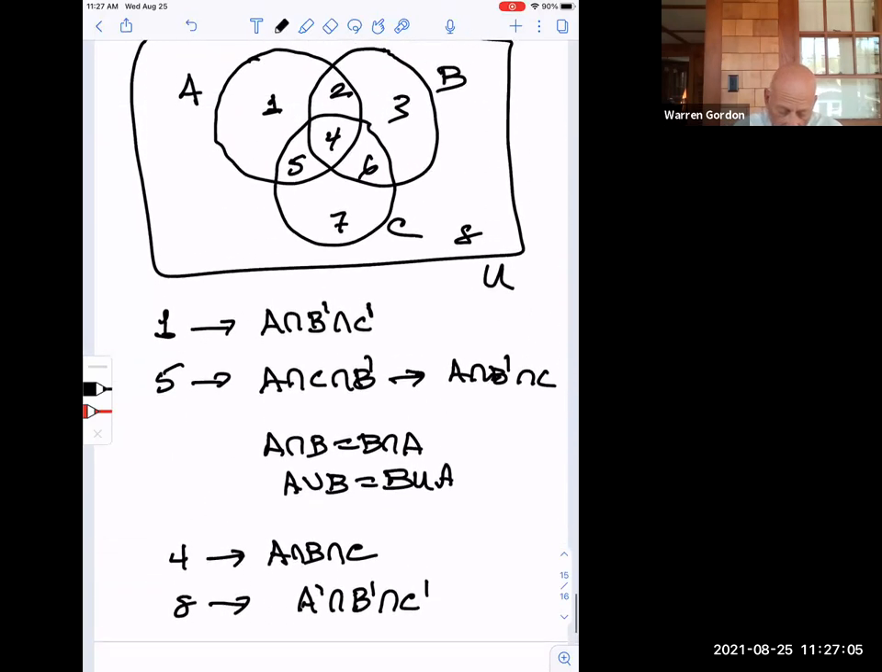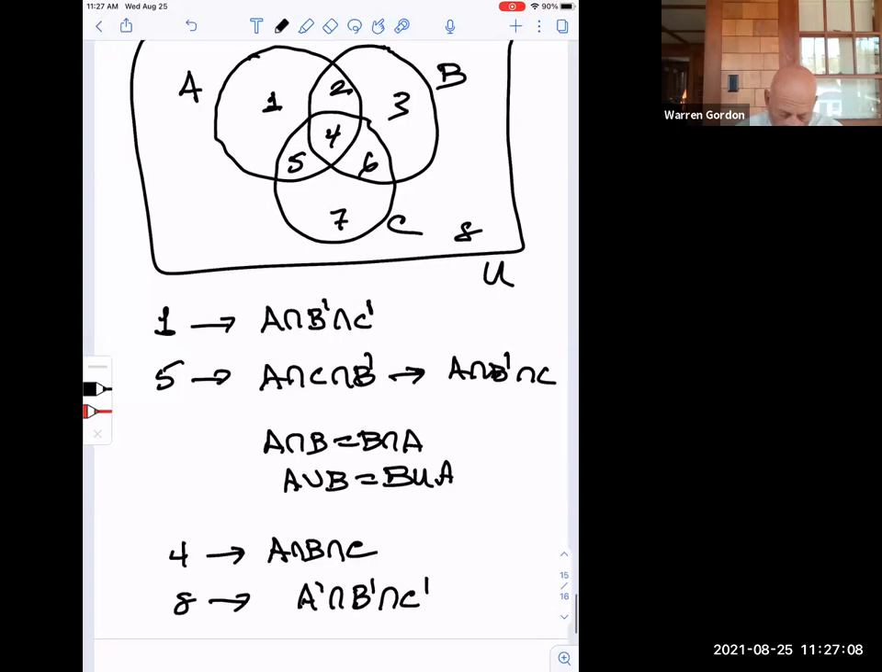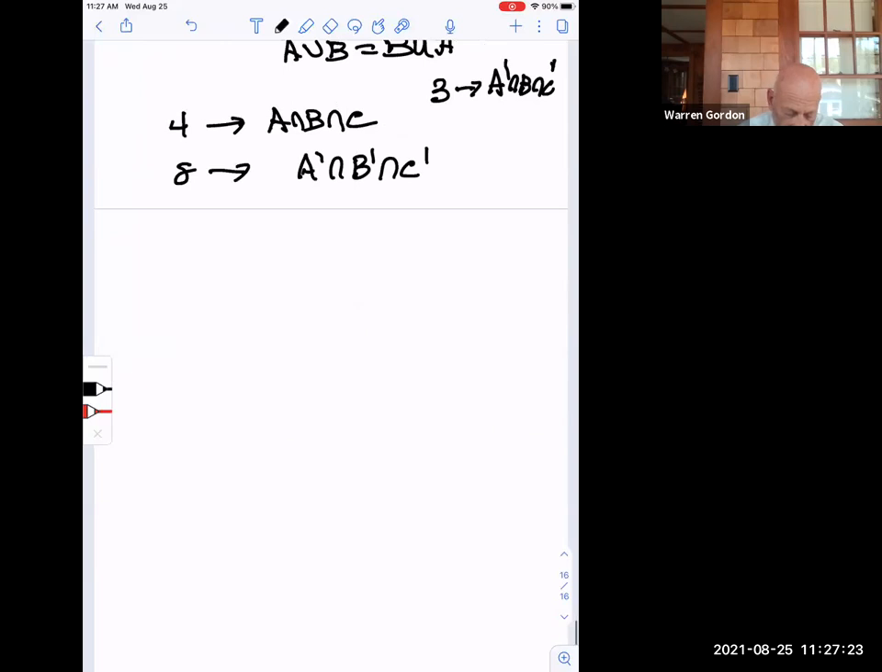Maybe another one here is, how about region 3? Well, that's just B, right? So it's not in A, it's in B, and it's not in C. Okay. How would I indicate elements that are in at least one of the regions? At least one of the regions means it's either in A, or in B, or in C.